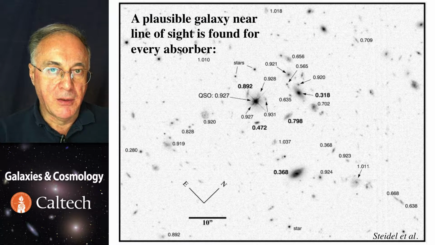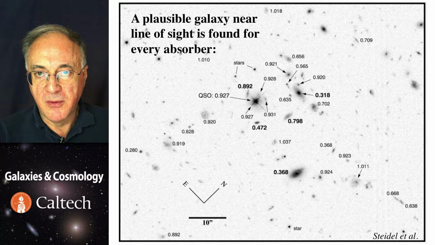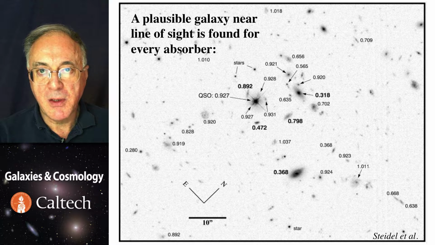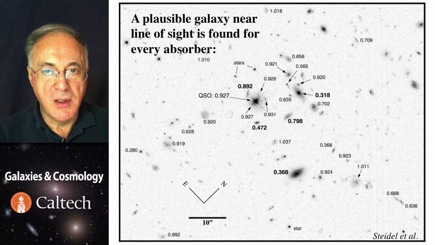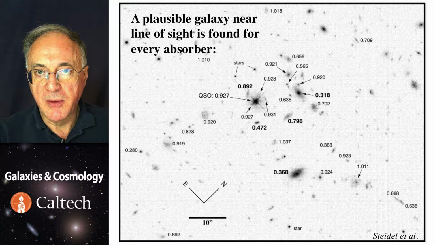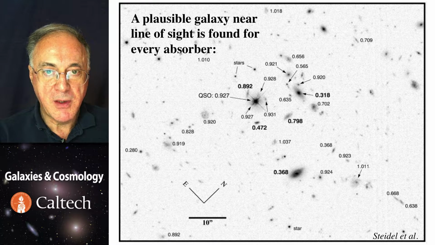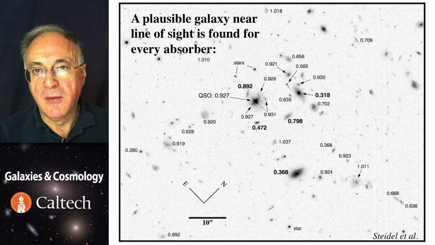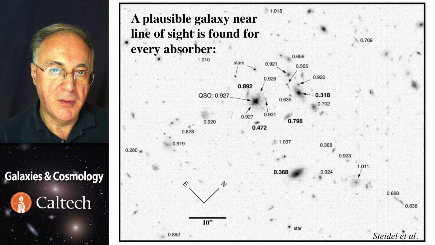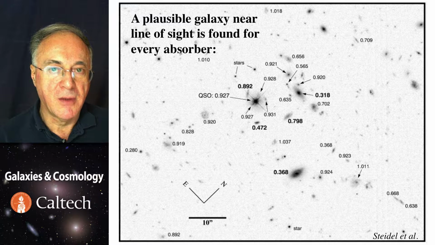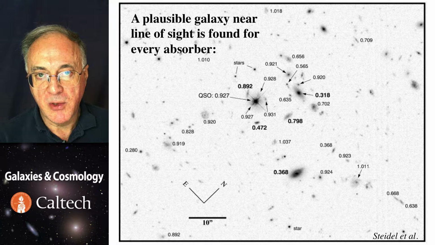And the way to find out is to first take deep images of fields around those background quasars, identify galaxies around them, get the redshifts, and see if any of those actually correspond in redshift to one of the absorption line systems. This was now done for a large number of these, and in fact, essentially every time there is an association of a galaxy with a given metallic line absorber.